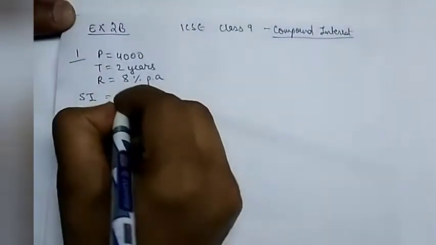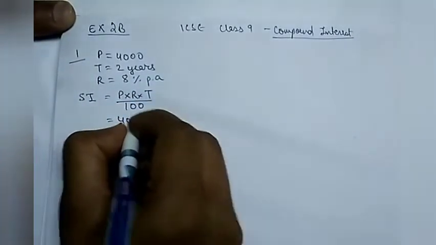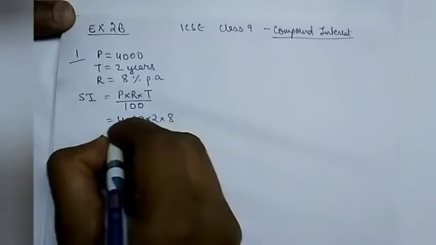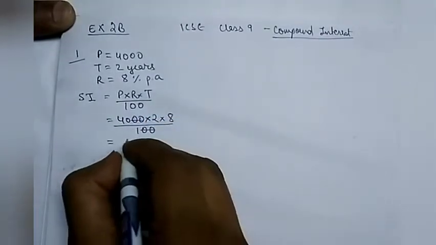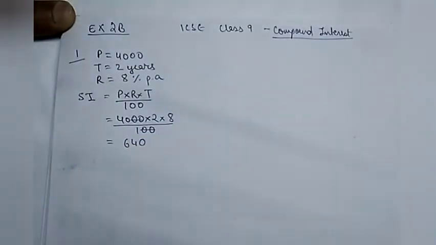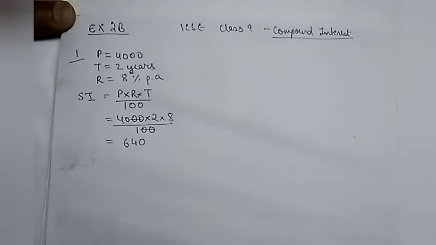Simple interest will be equal to PRT by 100, that is equal to 4,000 into 2 into 8 by 100, equal to, see, 8 twos are 16, 16 fours are 64, 640. So 640 rupees is the simple interest for 2 years.